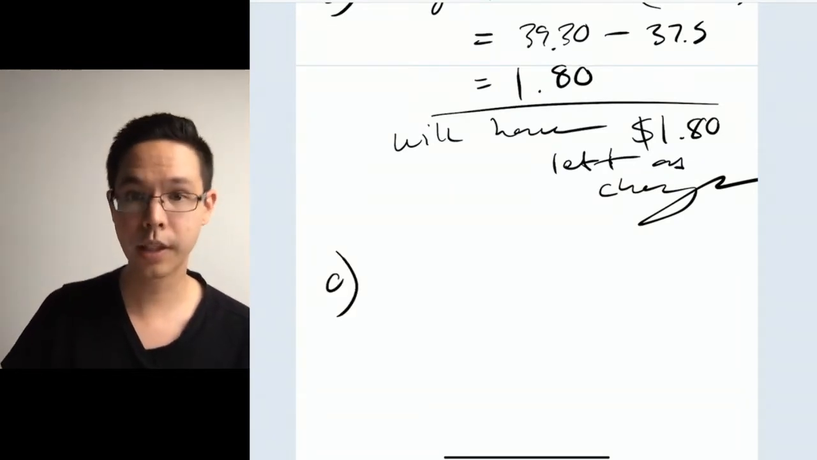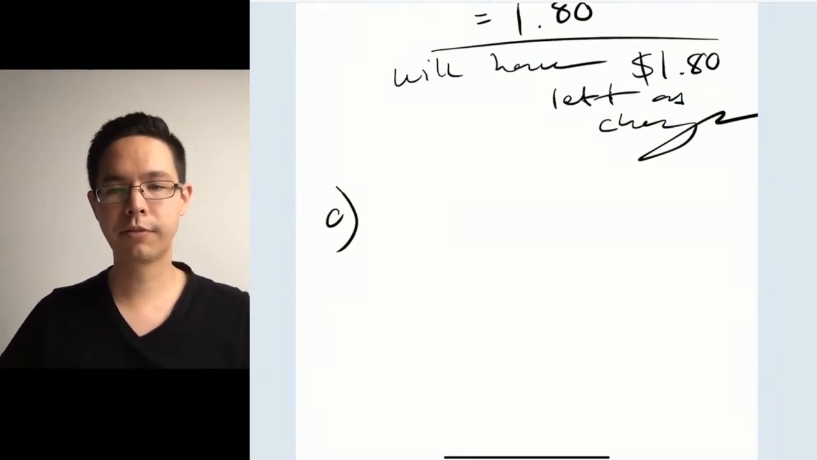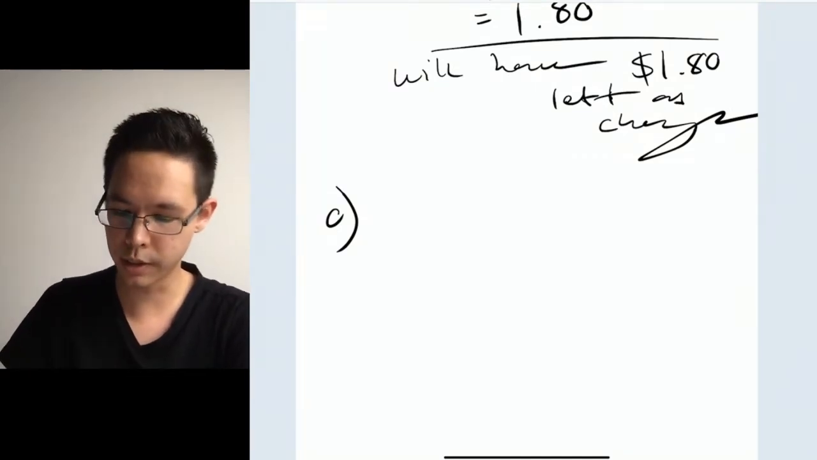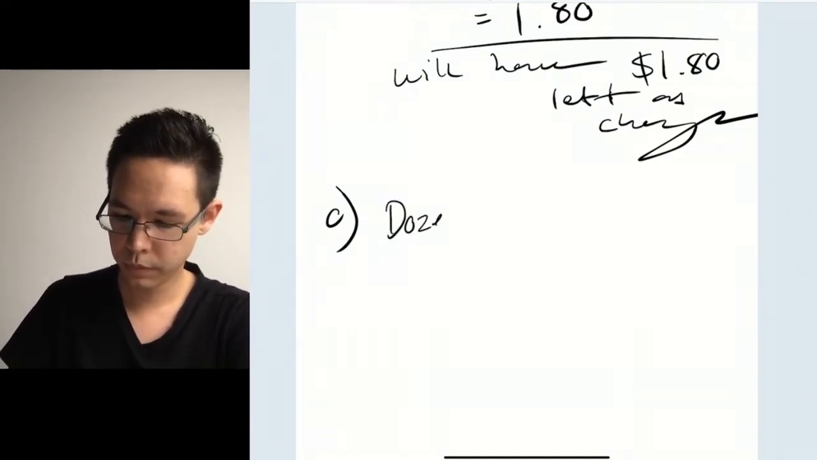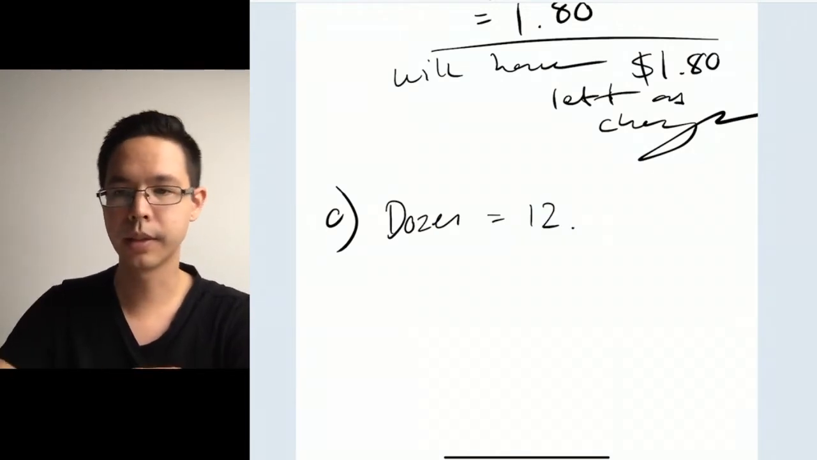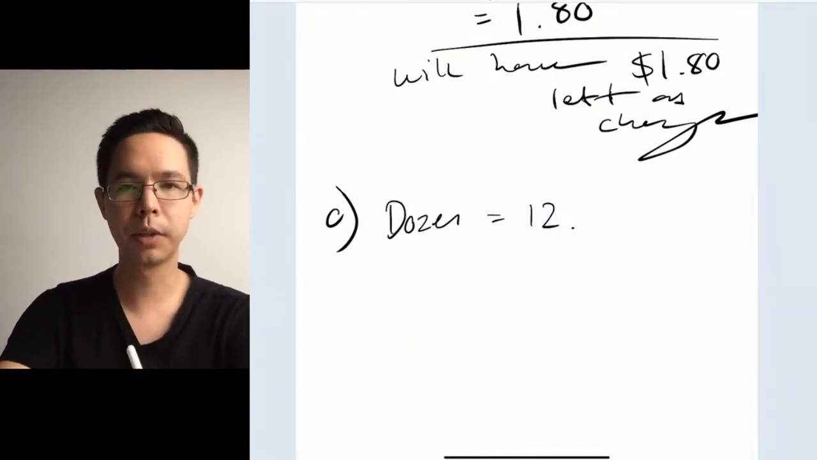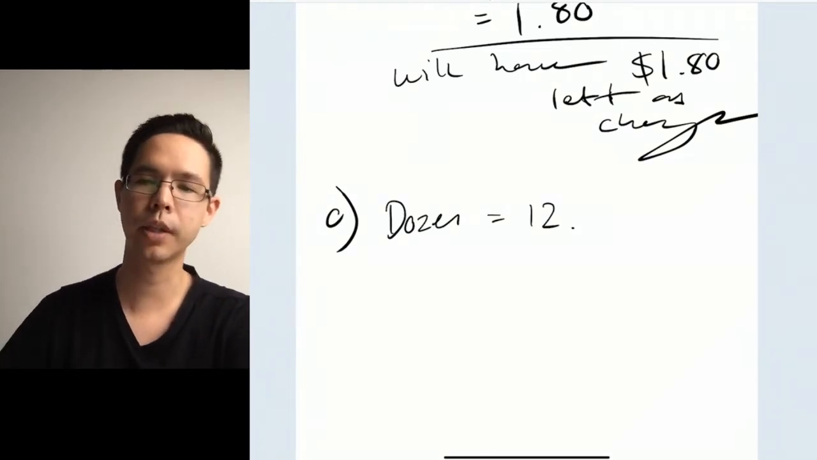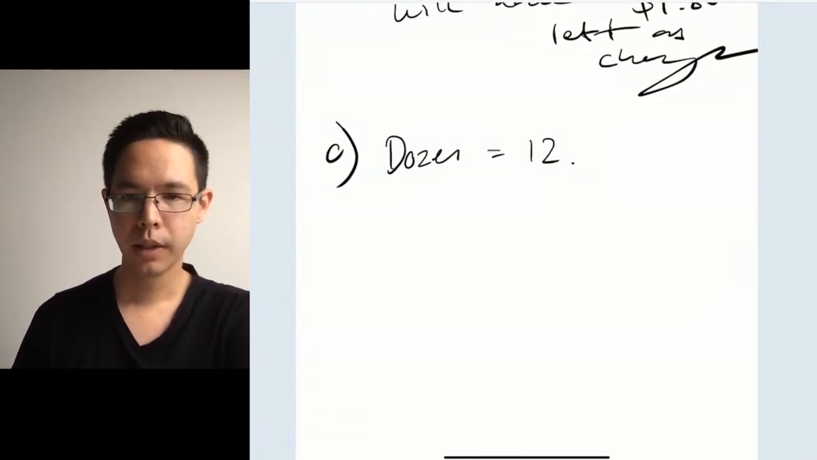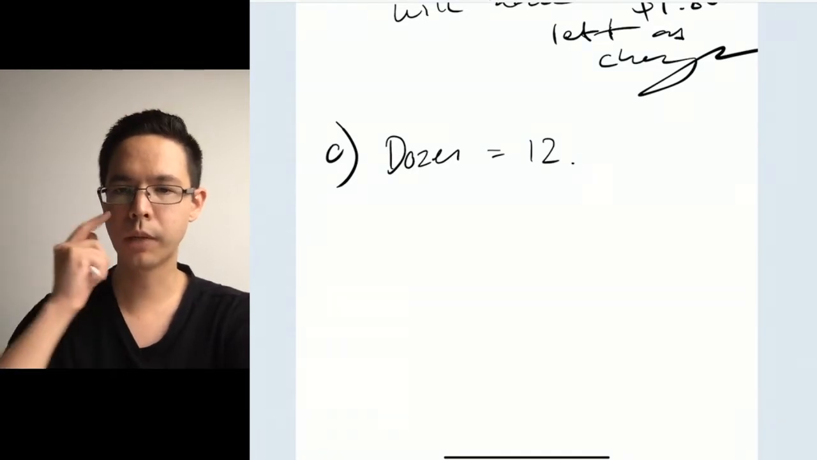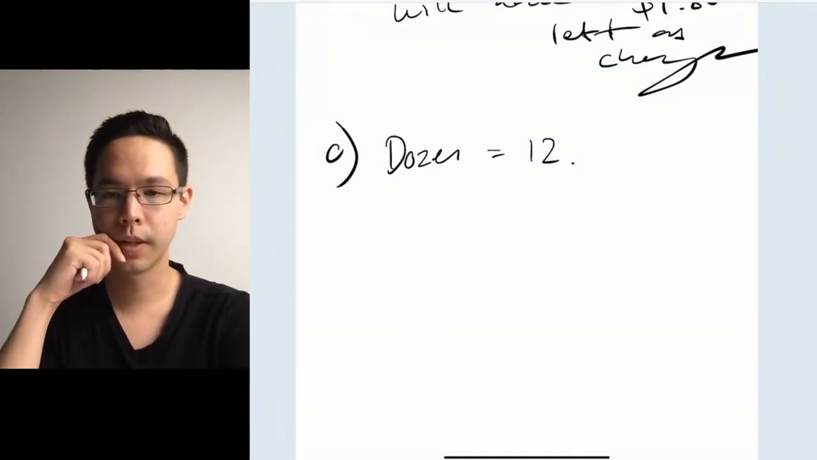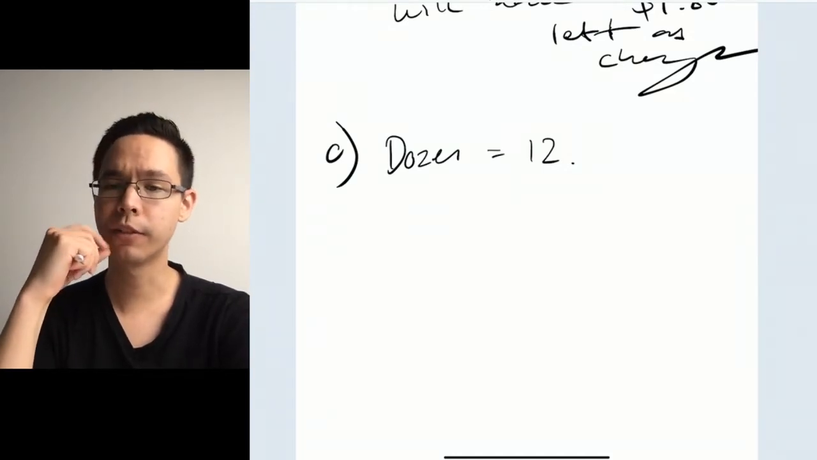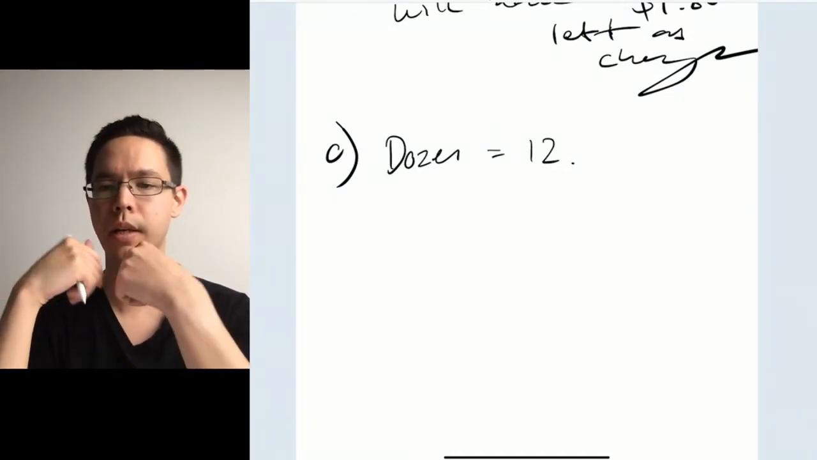Okay, letter C of question 5. Fantastic Flowers has a special offer if you buy a dozen white roses. A dozen equals 12. Okay, double means 2, triple means 3, for example. Dozen means 12. So if you buy a dozen white roses, you get a 30% discount. Calculate how much they would have if they save with this discount.